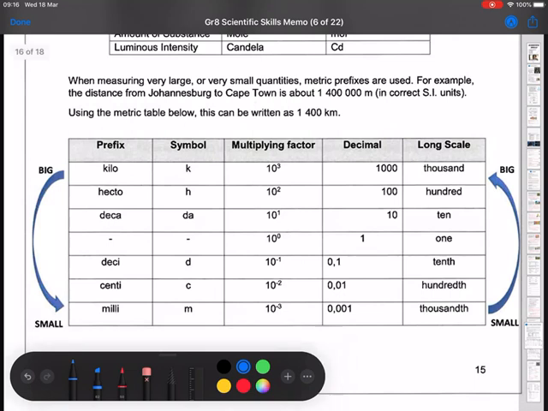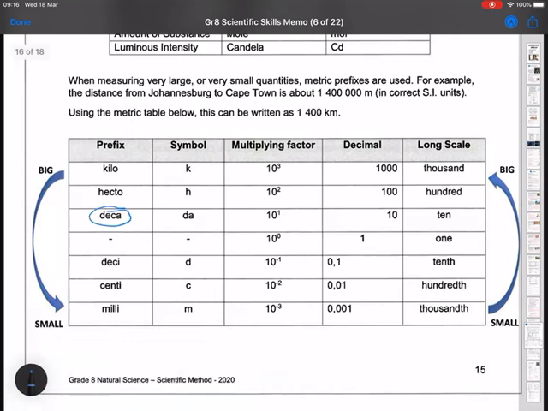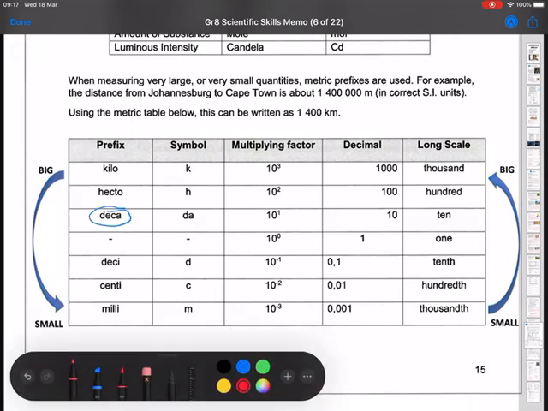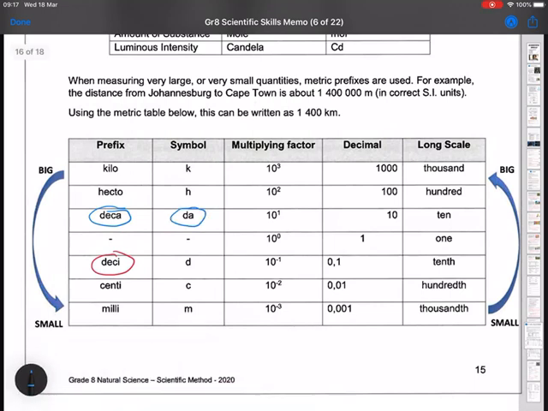So you'll notice there's deca, and we've also got deci. The metric prefix symbol for deca is dA, and what a decameter is 10 meters. So the multiplying factor for deca is 1 times 10 to the positive 1.